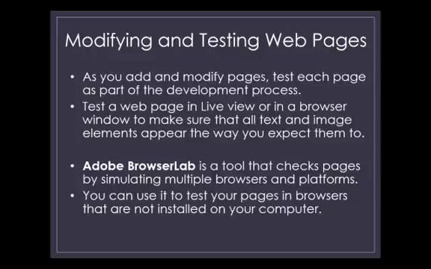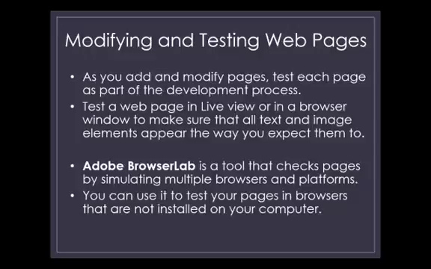To view your page using a different screen size, you're going to click the Window Size pop-up menu on the status bar and then choose the setting you want to use. You can also use the mobile size, tablet size, and desktop size buttons on the status bar to view your pages. Adobe BrowserLab is a tool that checks your pages by simulating multiple browsers and platforms.